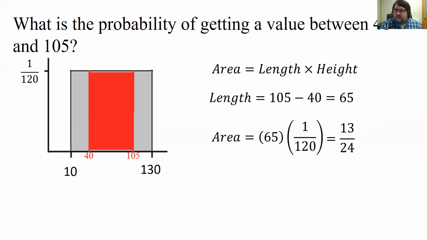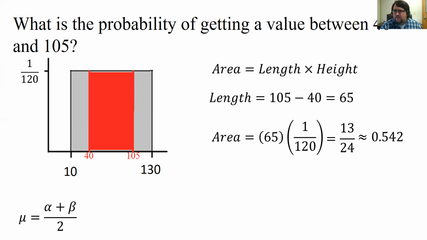Again, I could represent that as a proper fraction. For probabilities, remember, we're talking about probabilities, so you can't do percentages. You've got to talk about either a proper fraction or a decimal. And let's say I want to round that decimal off, 0.542 is the probability. There's a 0.542 probability that I would get a value between 40 and 105.